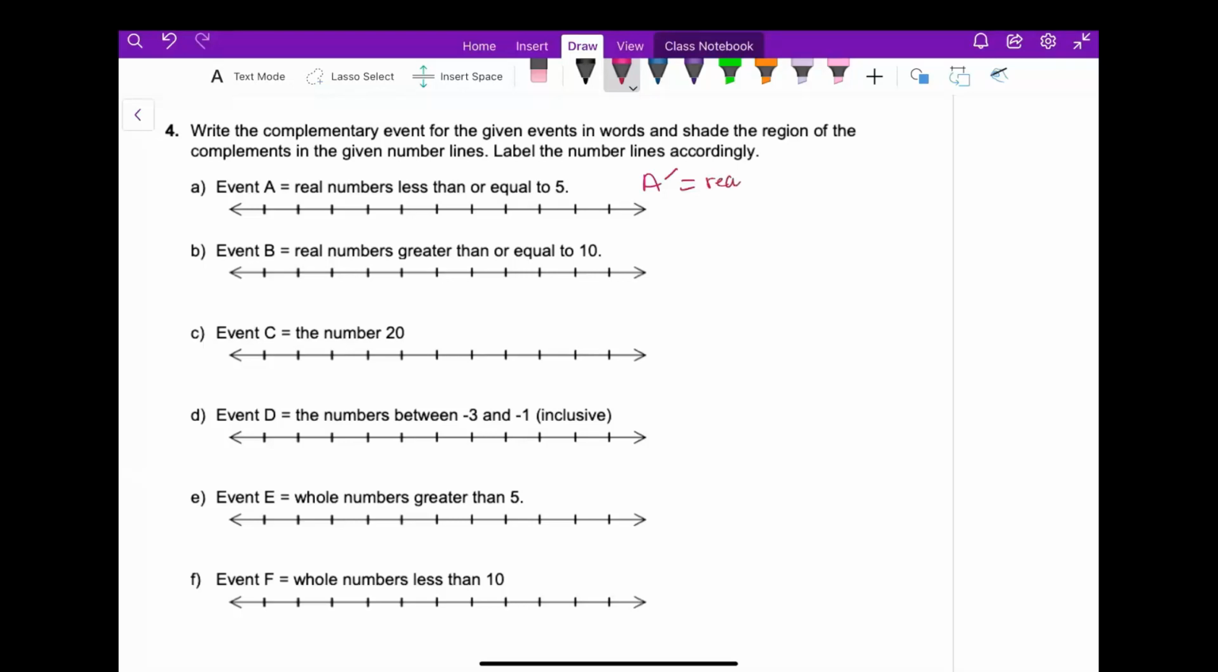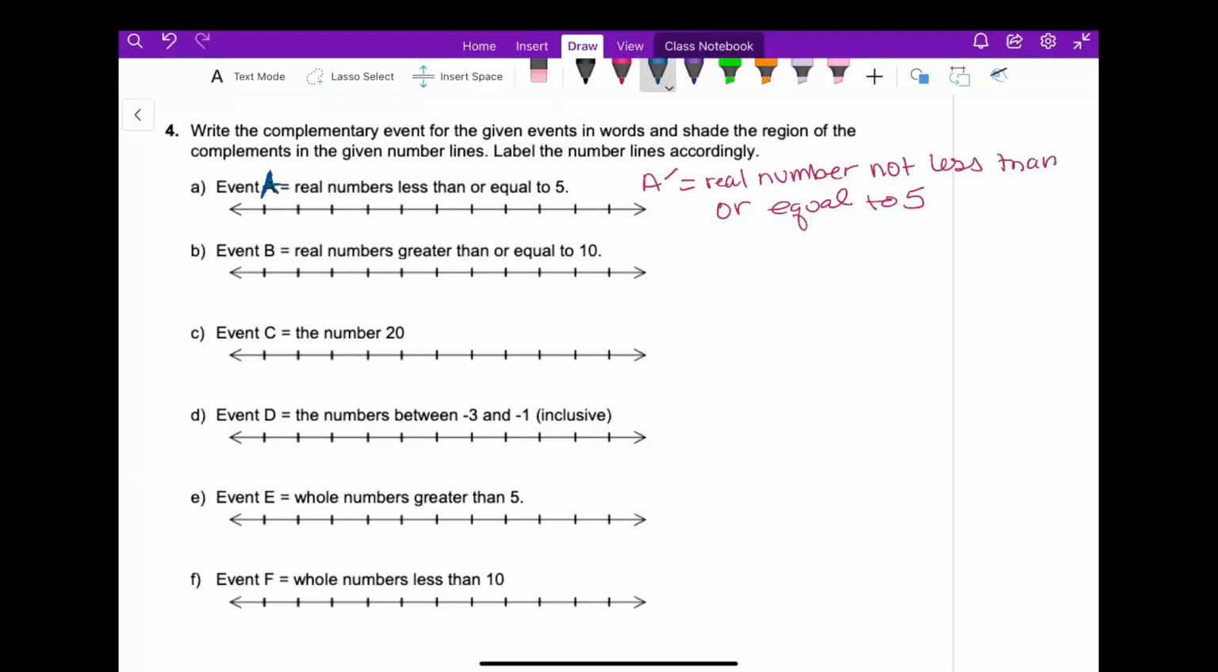So this will be the real numbers not less than, okay? Do not go and change anything else. We just put not equal to 5. Okay, so let's make event A. I'm going to put this in blue.